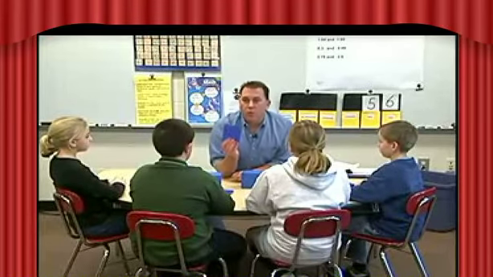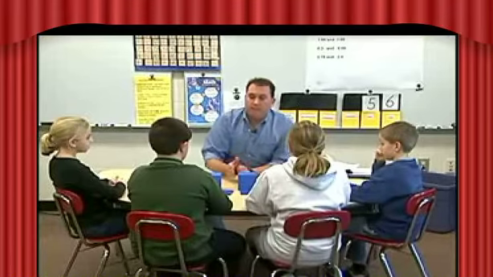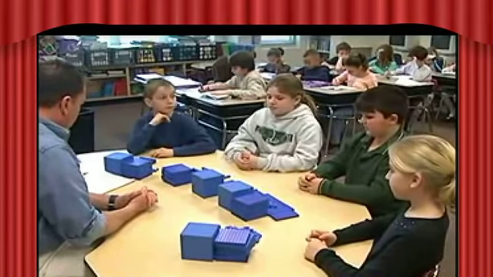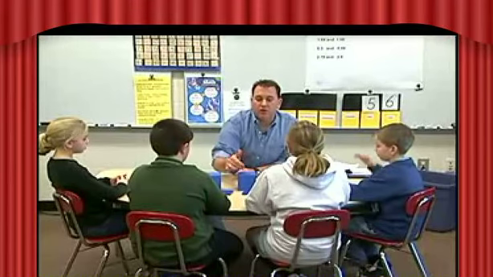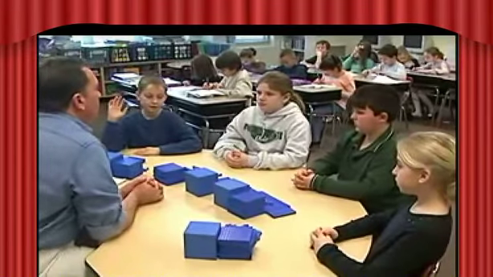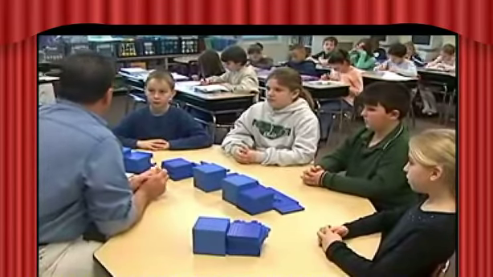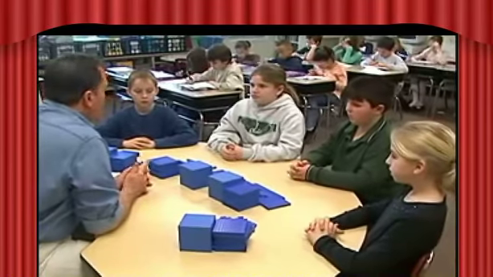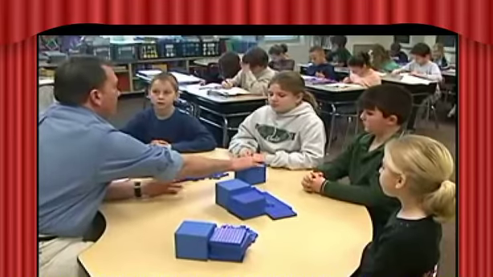Now, if this is worth 1, what would this be worth? Jacob? 10. 10. Why? Because 10 times 1 equals 10. What's the relationship between these two? Mason? Because it takes 10 of those flats to equal the one big cube. Great. Excellent. Okay. Any questions on that? Does that help you? Yeah. Okay. Delaney? Allison? Okay.